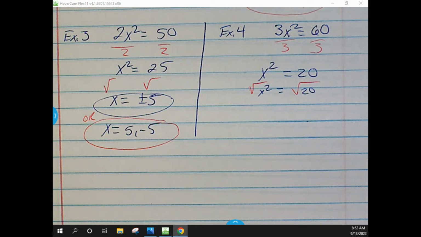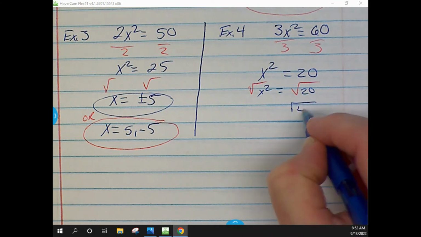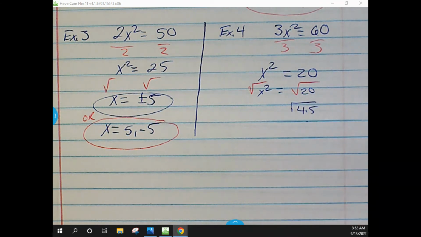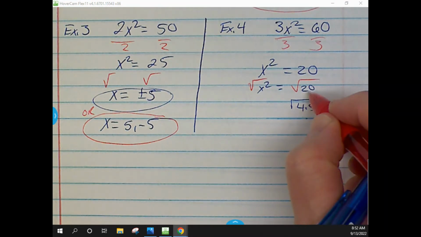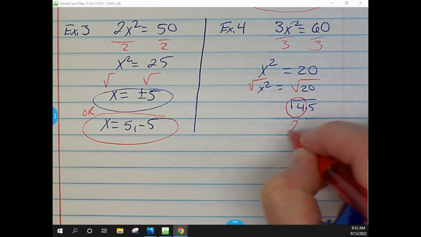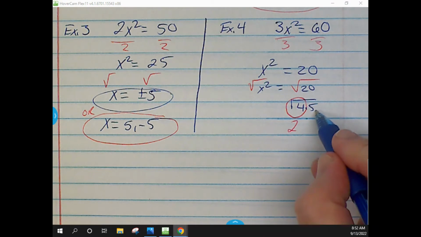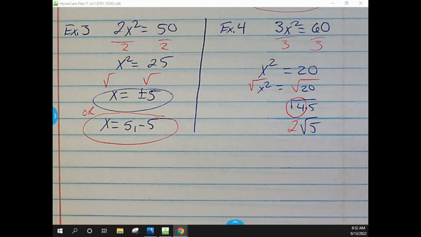You've got to break it down, find your perfect square factors, whatever it is you want to do here. If you start breaking down 20, the first thing I'm thinking is it's 4 times 5, right? But then that does get us a perfect square. Because if we do 20 as 4 times 5, the square root of 4 is 2. The 5 is a prime number, so it's stuck. It won't go out. So that would break down as 2 square roots of 5. And because it was x squared, we do need the plus or minus there.